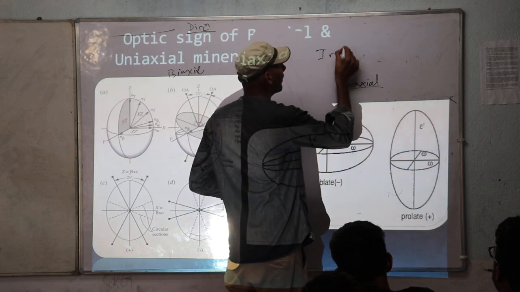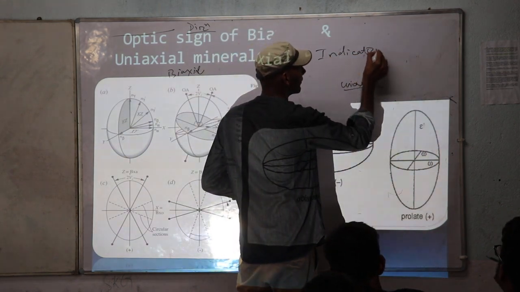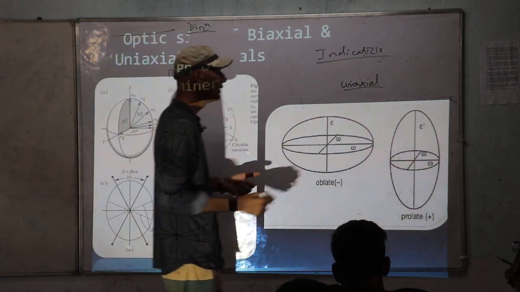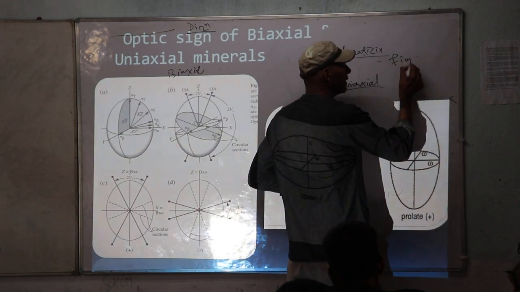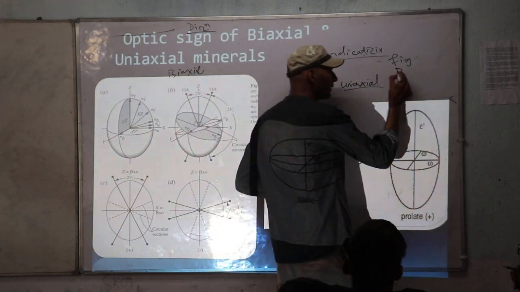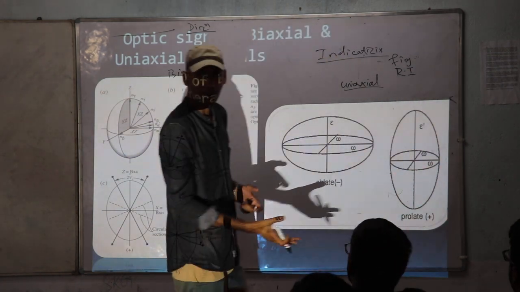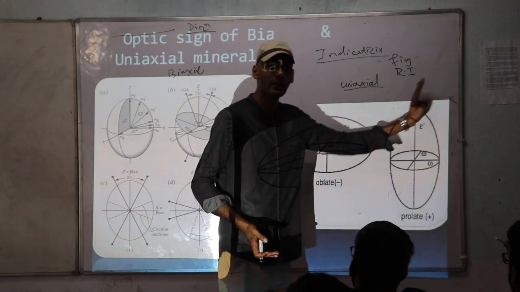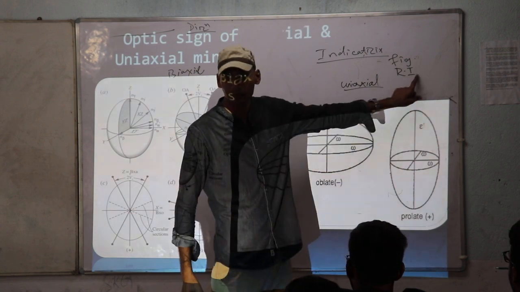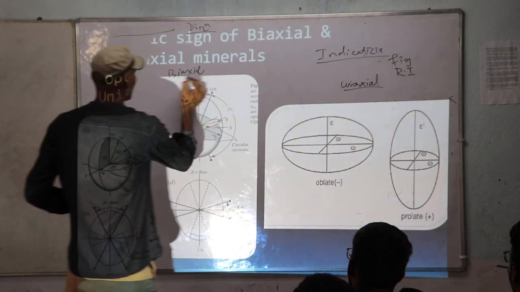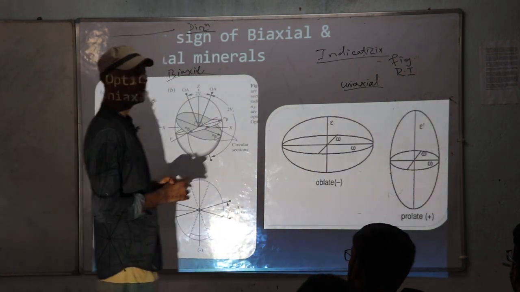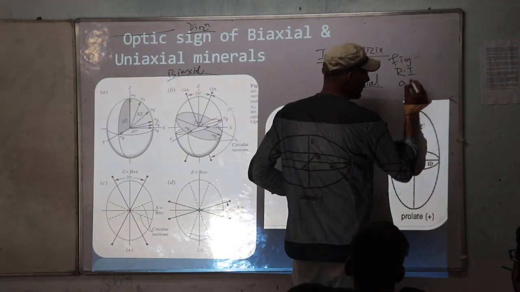What is indicatrix? It is a geometric figure that is obtained by taking the refractive index along the vibration direction of different rays. For uniaxial we are considering the refractive index of O ray and E ray. For biaxial we are considering the refractive index of fastest, slowest and intermediate rays along their vibration directions.